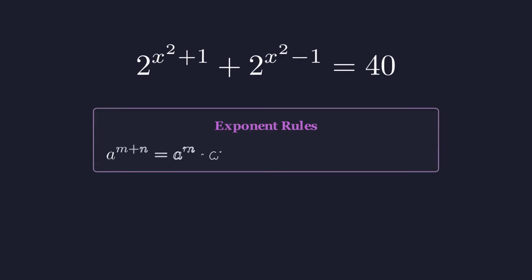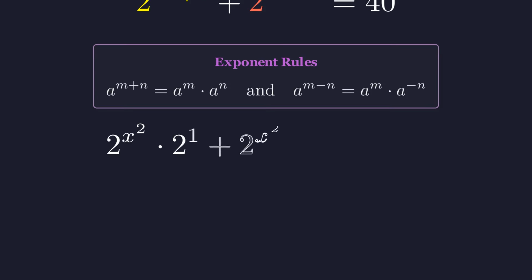Now remember those exponent rules from algebra? When you have a to the m plus n, that's the same as a to the m times a to the n. We're going to use that fact to split these terms apart. Watch what happens when we apply this to both terms. Beautiful! Now we've separated the variable part, 2 to the x squared, from the constant parts.